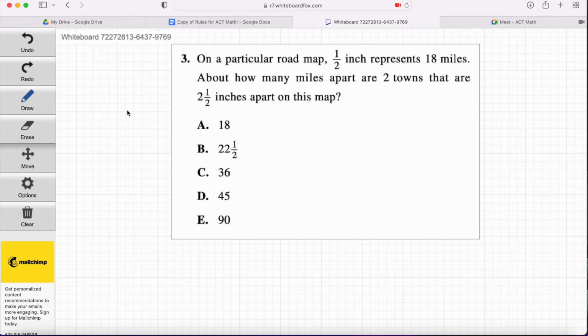So, would it be 3 times 18? I mean, I know we got to. Don't worry about what we're doing right now. Let's just figure out what we're solving for, right? There's a difference there. Okay. Right? Yes. Okay. So we're solving for how many miles apart are two towns.